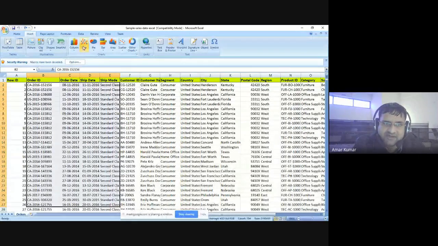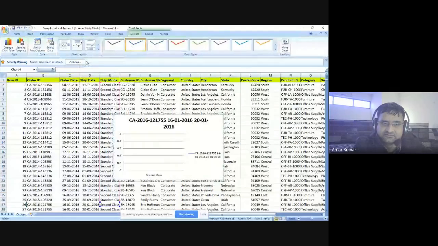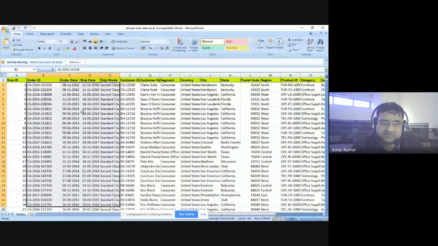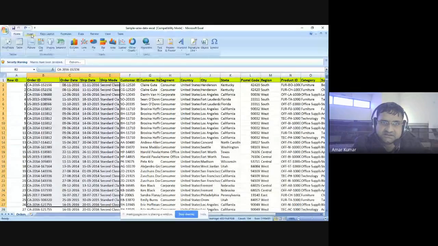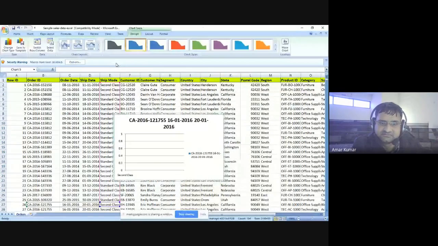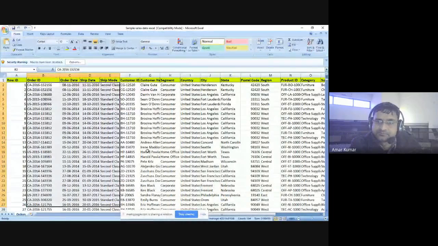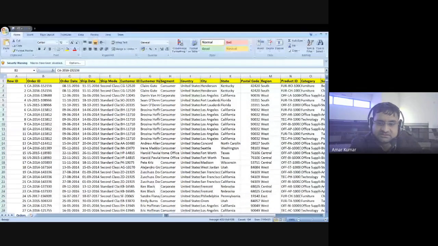So you want to have a line graph? You can have it. There is not any frequent change in the graph. Let us have some area graph. Control Z. Okay. So these are all about the graphs.